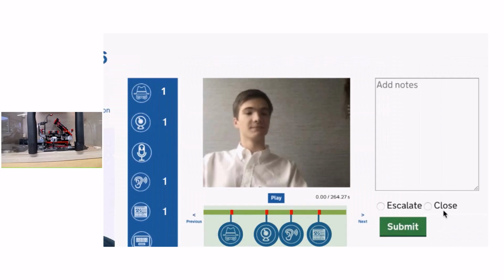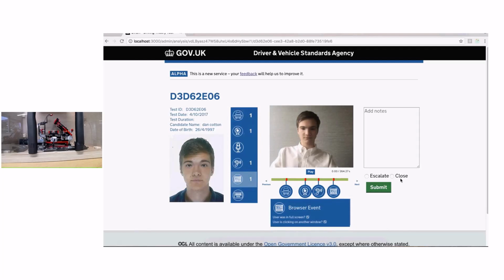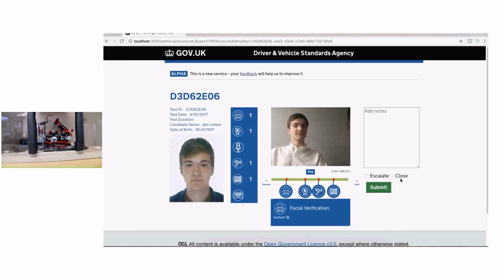Using the playback feature, Mike can watch the entire test or quickly skip ahead through the specific fraudulent instances. Mike can easily filter between the different types of fraud indicators and view the insights the technology has flagged. Let's have a look into Dan's instances of fraud.